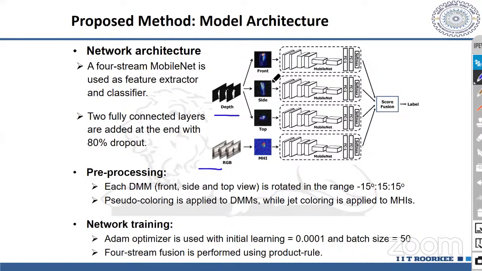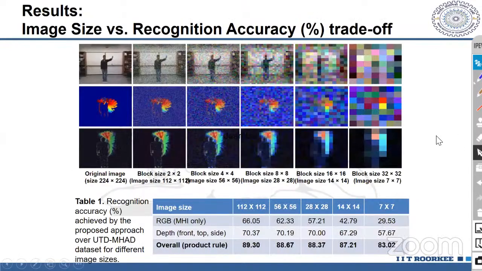You compute the front, side, or top on the depth image or MHI, use a convolutional neural network and get the label. That is what we have seen. So now the task is, an obfuscated video is given to you. Can you run your deep learning algorithm on it?